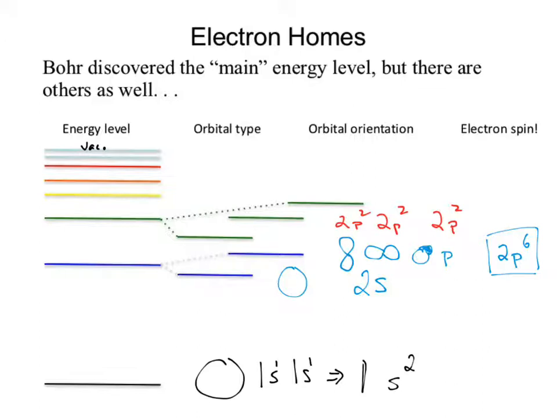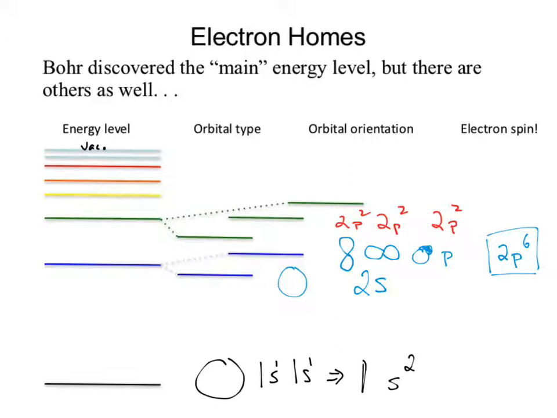You're like, what? There's no G. That's right. We haven't gotten there yet. Okay, we probably won't get there. But theoretically, there is a G orbital type. We just haven't been able to create an atom stable enough to allow for that. So we will continue to add these on.